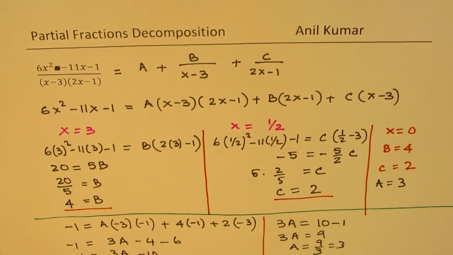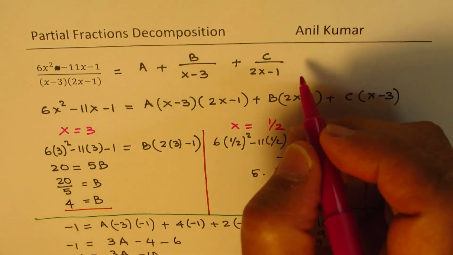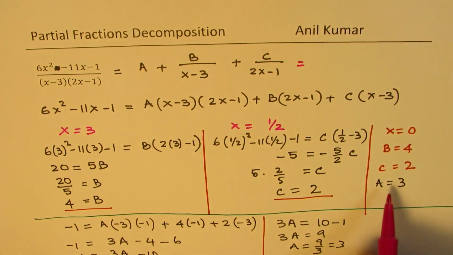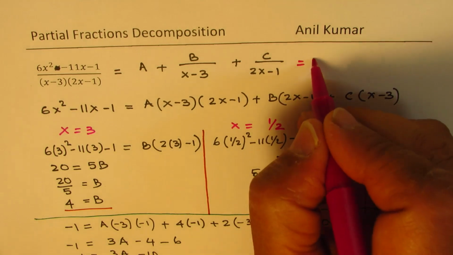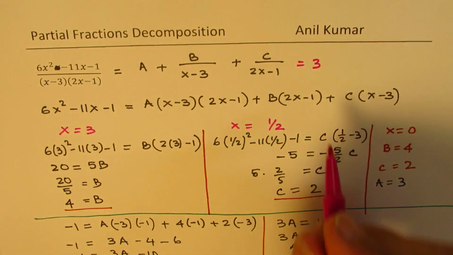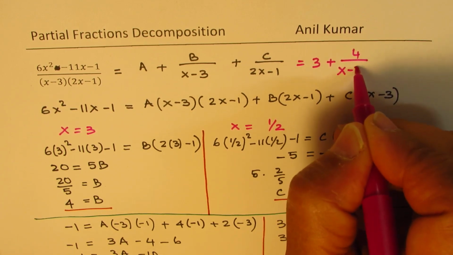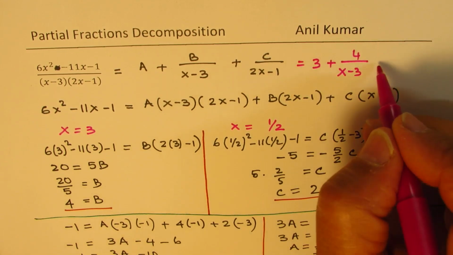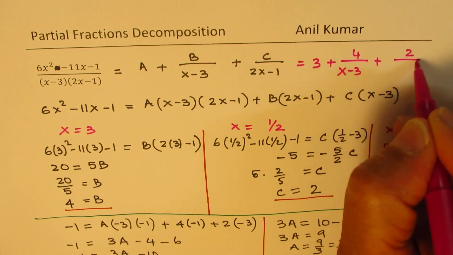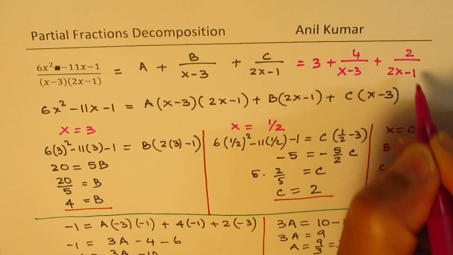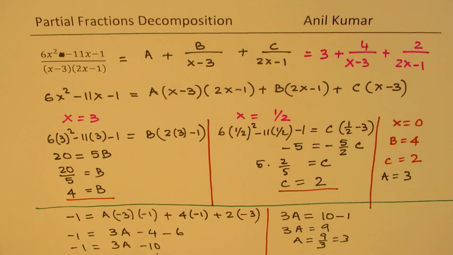So substituting all these values, we should get our answer. a is 3 for us, so we get 3, b is 4, so plus 4 over x minus 3, and c is 2, so we get plus 2 over 2x minus 1. Is that clear? I hope that makes sense.